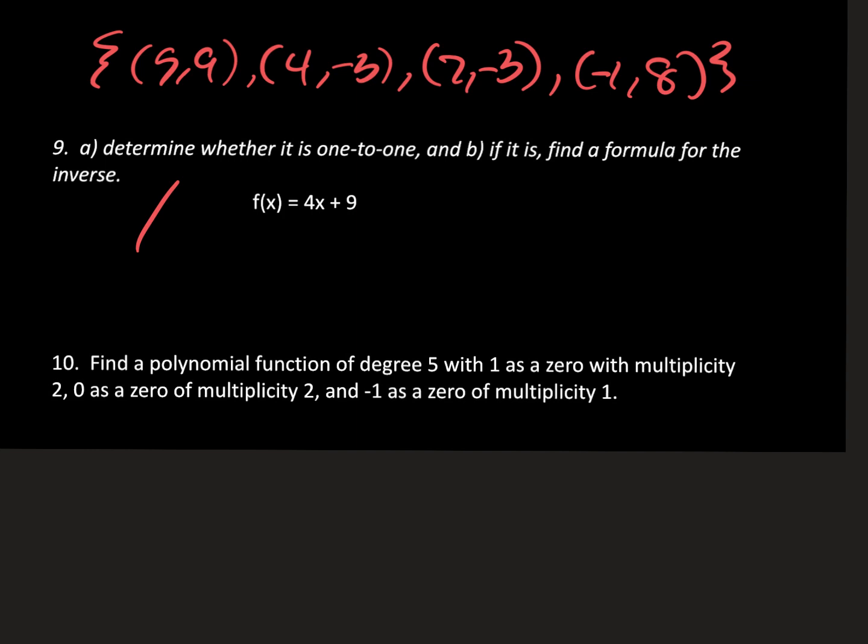So then it says find the inverse. So switch your x and y's. Move the 9 over. Divide by 4. And when you divide by 4, you're going to have the y by itself. Remember, when we get the y by itself, we're going to write it with the f inverse notation, which would be x minus 9 over 4.